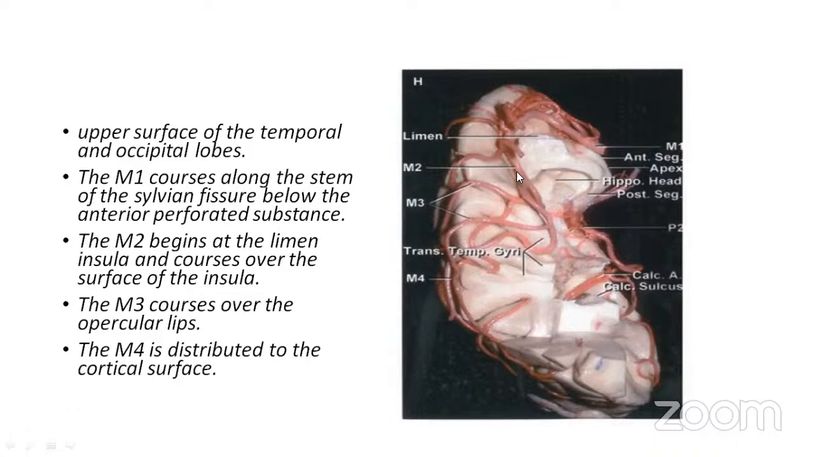And it usually has two trunks, a superior and an inferior trunk. Later on, it again turns at the level of M3, and this is related to the opercula of the brain. So it is called the M3 or the opercular segment, and it is distributed on the cortex of the brain as M4 branches.